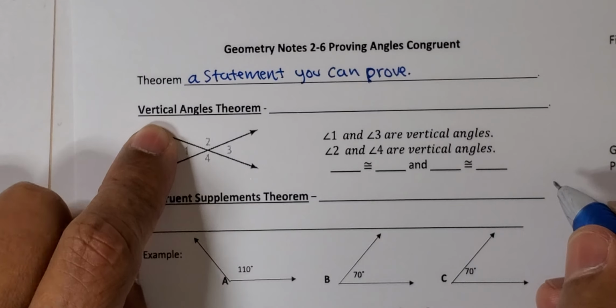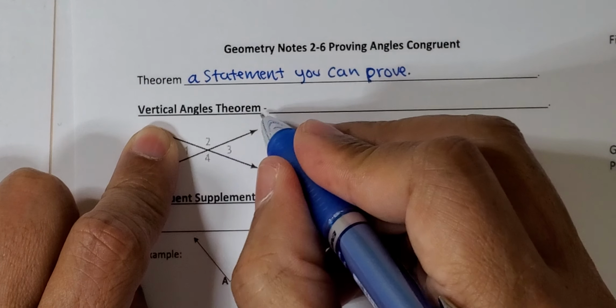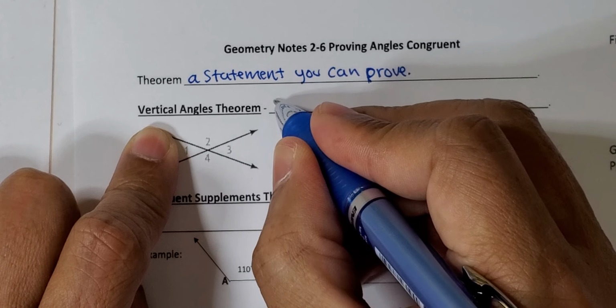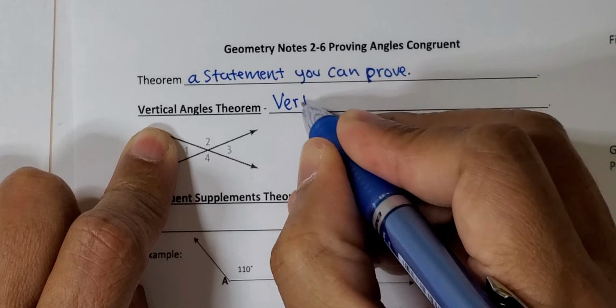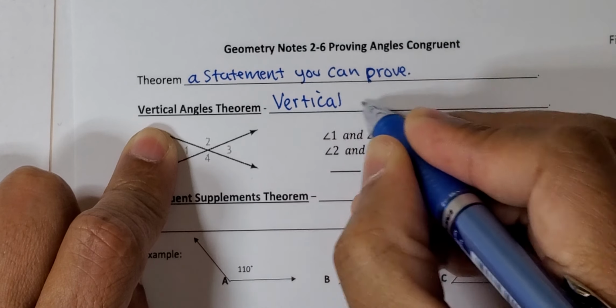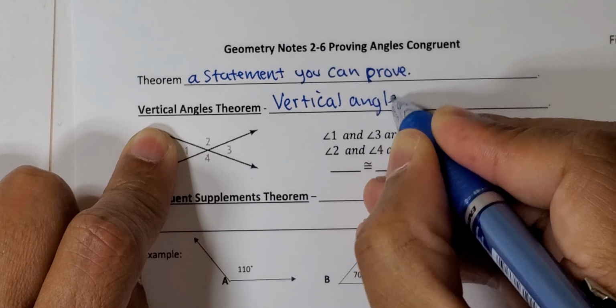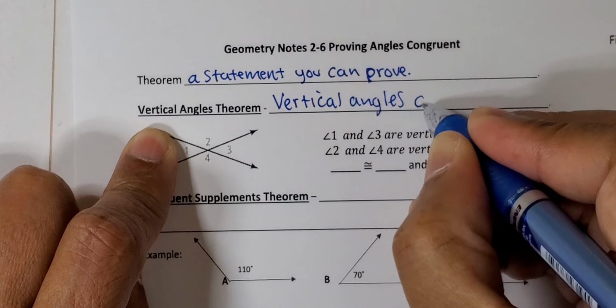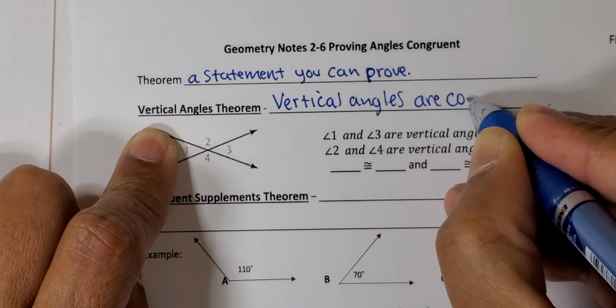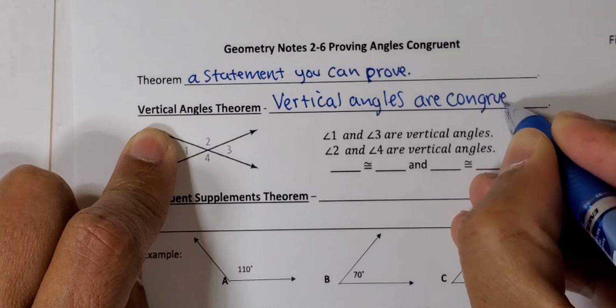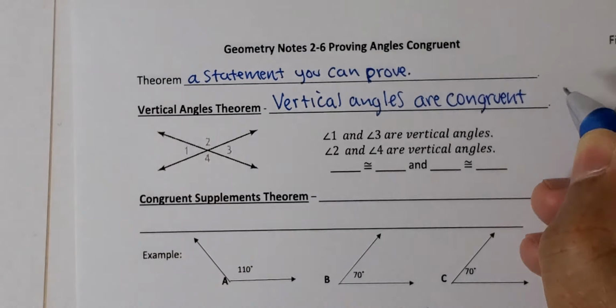So let's start with the first theorem, and this is called the vertical angles theorem, and this one says that vertical angles are congruent. Okay, that's what the theorem says.